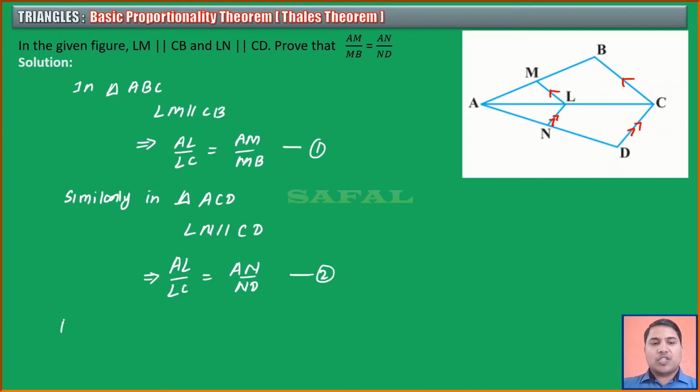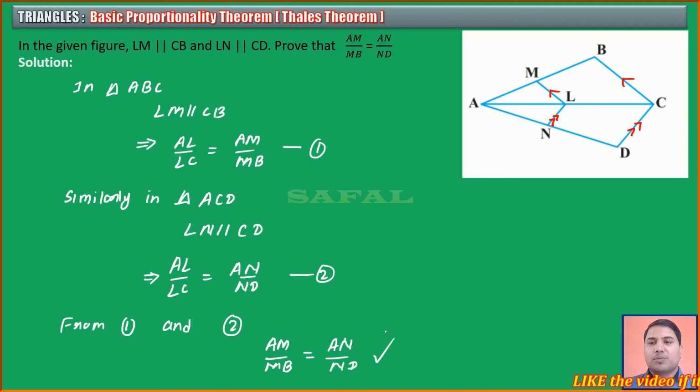So from 1 and 2 you can see that the left hand side is AL by LC in both 1 and 2. So the right hand side must also be equal. So I'll get AM by MB should be the same as AN by ND. And this was what we were supposed to prove. So it's a very easy question. So let's move ahead and take up the next one.